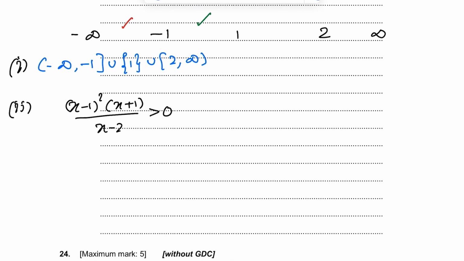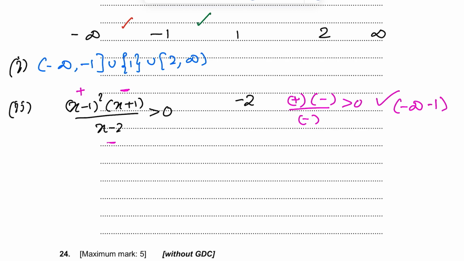So how should I be doing it for that? If I take a number between negative infinity and negative 1, so maybe I take negative 2. If I take negative 2, this becomes positive, negative, and this again becomes negative. So positive times negative divided by negative. So it is still greater than 0. So this value is there between negative infinity and negative 1. So this is okay. So negative infinity to negative 1 is possible.